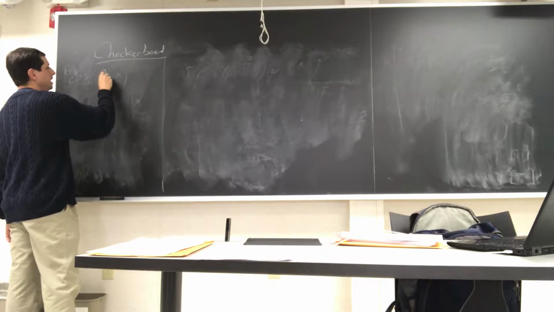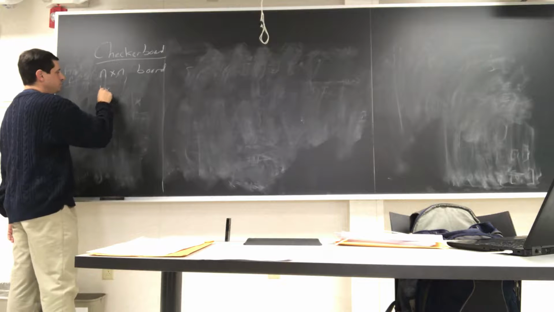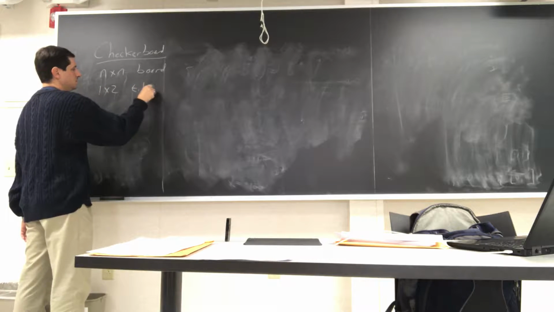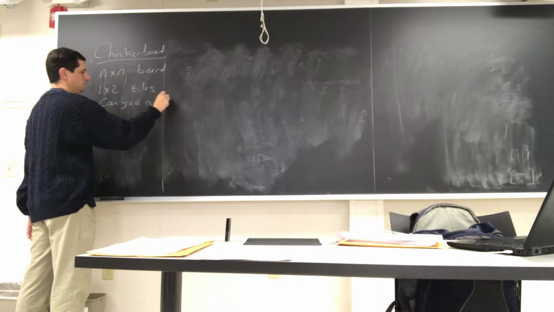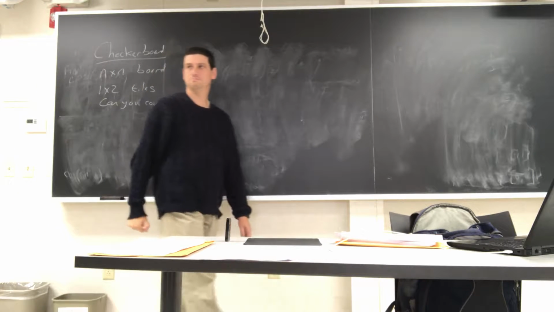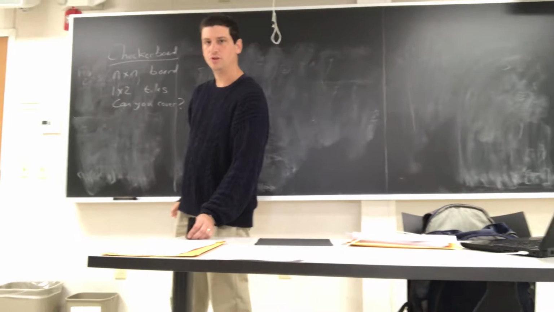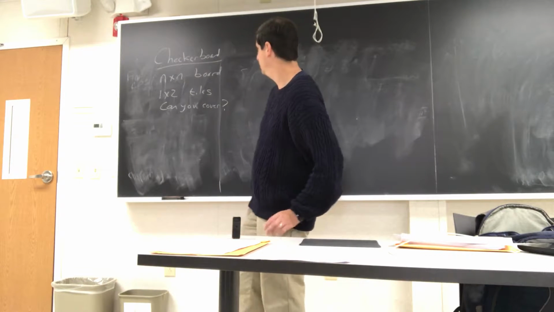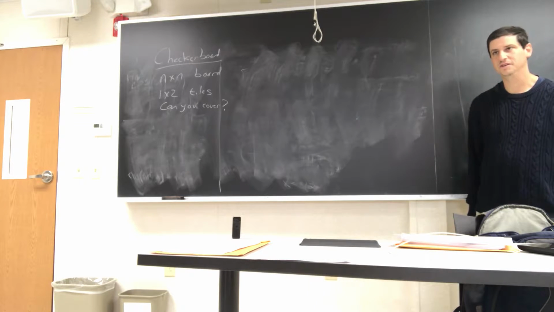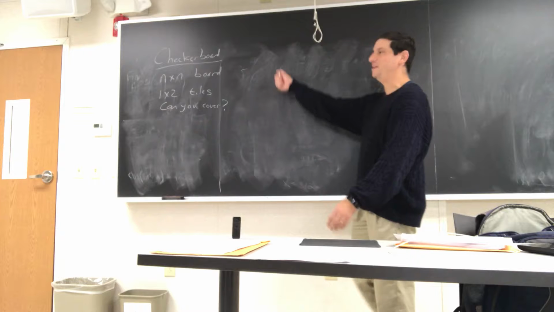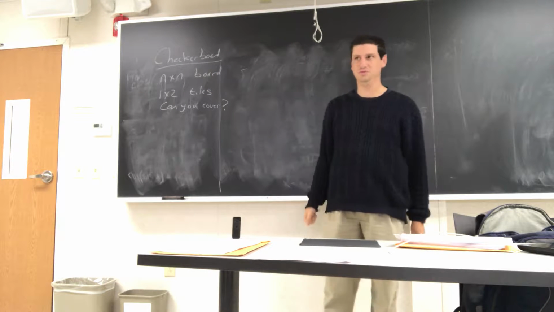And so when you consider an n by n board, and you have 1 by 2 tiles, can you cover? So you can't put down a tile on top of another tile. So what do you think? When do you think you will be able to cover an n by n board with 1 by 2 tiles? Yeah, if n is even, you can cover it. It's not a problem. Just go in rows of 2.